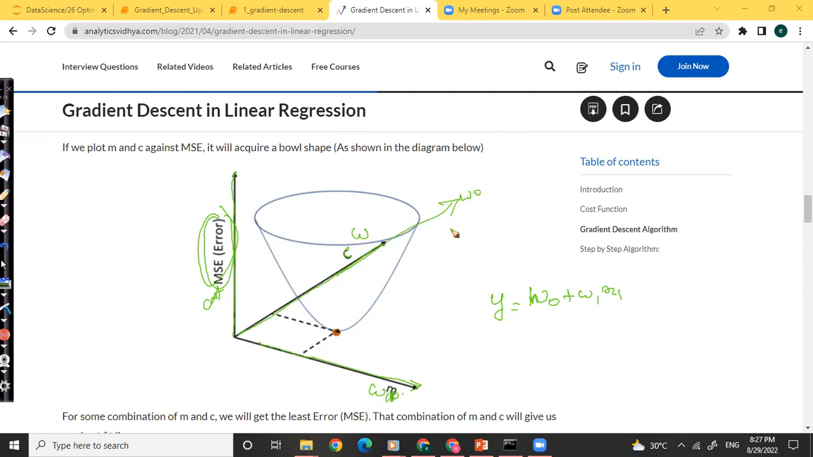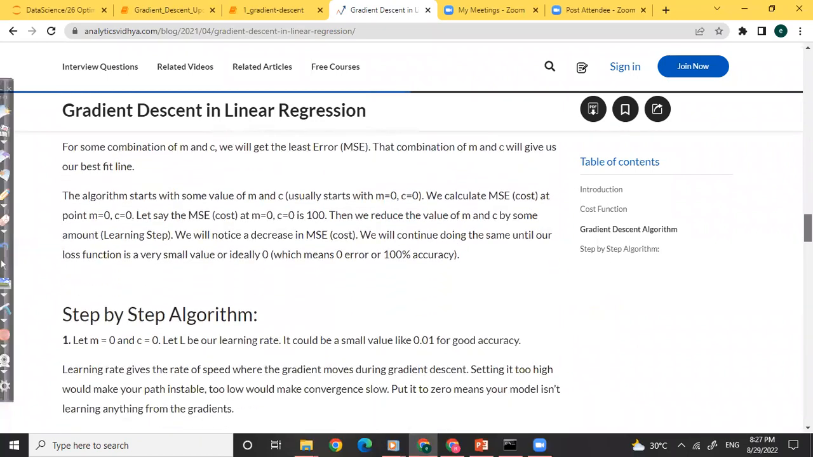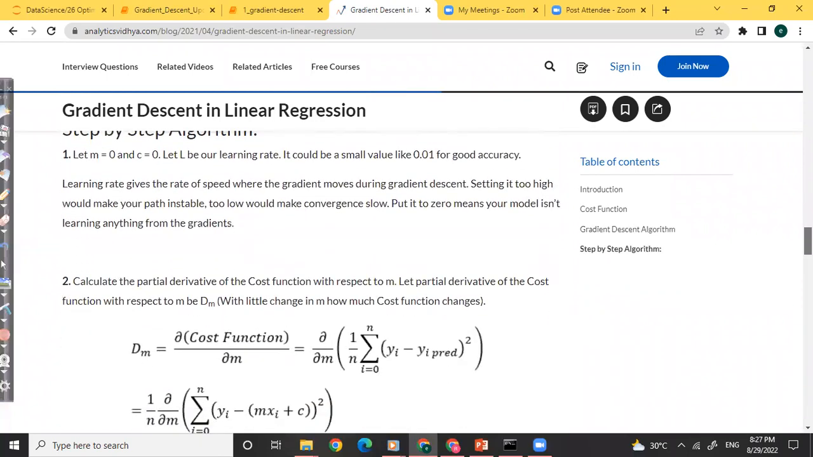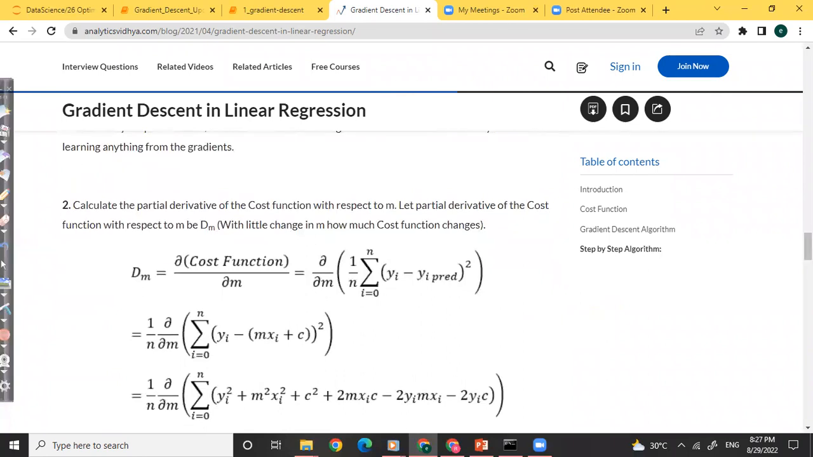So these are weights, as a machine learning term. If you adjust the weights, through that you can minimize the error, the loss or cost function. So we have it with respect to the m value.